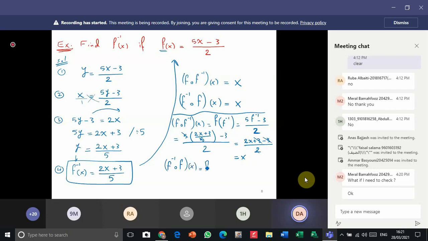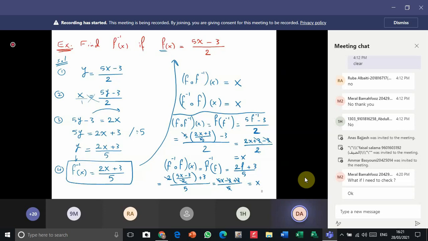So we need to find f inverse and substitute f in f inverse. So we have (2f + 3)/5, and this equals... what's the value of f? (5x - 3)/2 + 3, over 5. Cancel the 2 with 2, so we have 5x - 3 + 3 over 5. Cancel negative 3 with positive 3, and 5 with 5, so we have x.